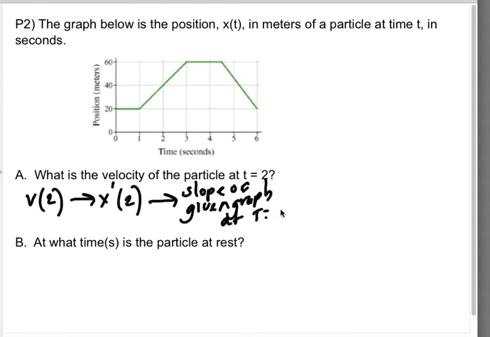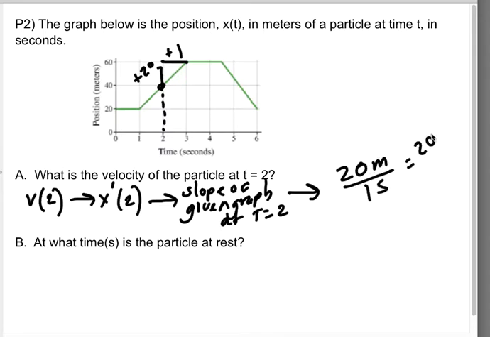at t equals 2. So then look at this graph and say, oh, look, that's linear. It seems to be going up 20 and right 1. So it seems to be 20 meters per second. So 20 meters per second. And make sure you have the right units.